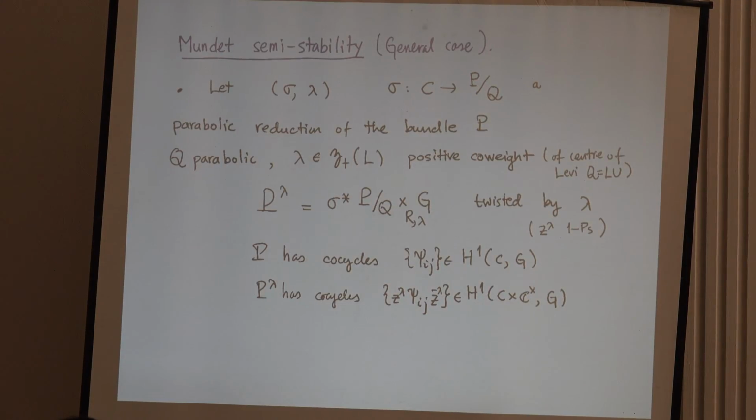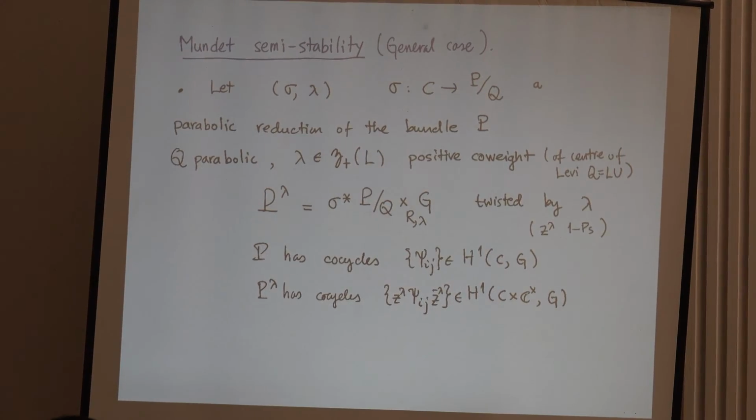The general case for semi-stability involves a lot of technical detail, and because this was meant for students, I am adding it here. So you usually take a parabolic reduction of the bundle, so Q is a parabolic of G, and then the Ramanathan construction goes as follows. So you take now lambda, which is a positive weight in the center of the Levi decomposition of your parabolic. And then what you do is you form this bundle, which is P lambda. This is a bundle that is twisted by this one parameter subgroup.